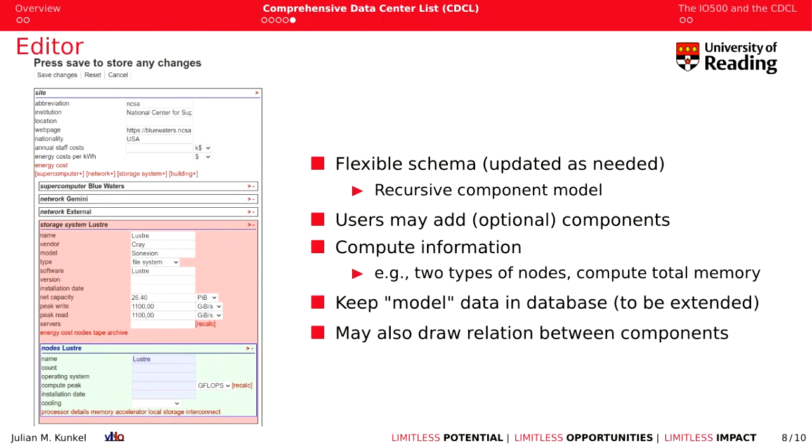The schema is really flexible, and this JSON model can be easily extended. There's also a way to draw relations between components, like what is in a network, how these components are connected, and what is in the building. It has been used by a couple of people, such as Glenn, for example, to map out interesting aspects.